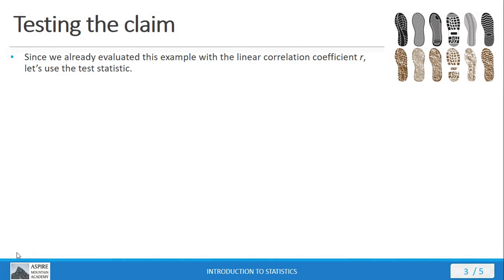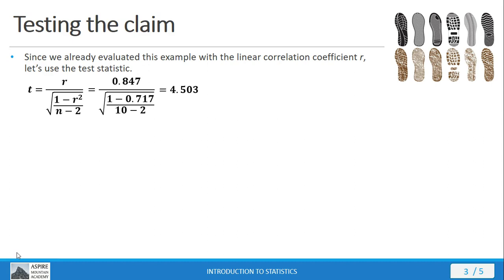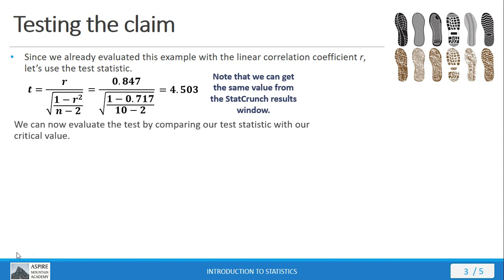To test the claim, we've already evaluated this example for our linear correlation coefficient, so let's use the test statistic. To calculate the test statistic, we use this little formula right here. We plug in the numbers we get from our example problem. This is the data that we've already evaluated in a previous mini lecture. Punch this out on the calculator and we get 4.503. Notice we get the same value if we look at our output from StatCrunch.